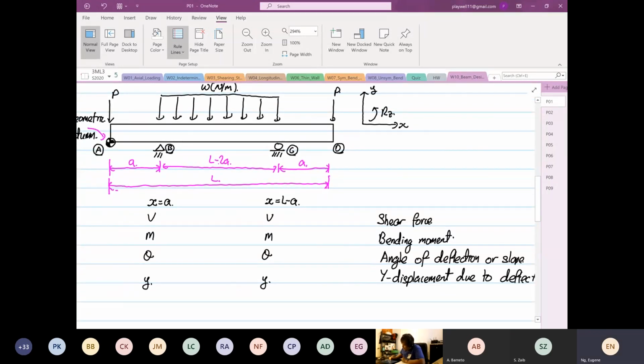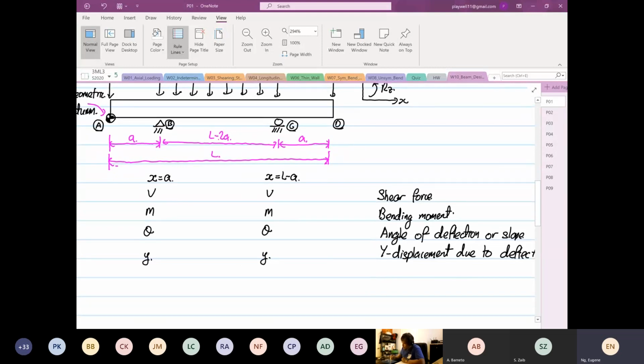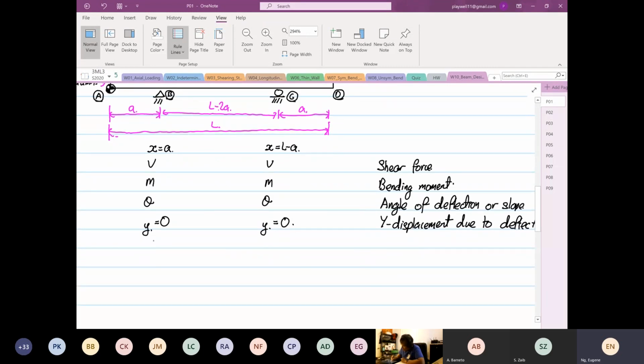V is the shear force at point B and point C. What are the shear forces? We don't know. Okay, if you don't know, don't write anything. How about the moment at point B and point C? We also don't know. Slope, we don't know. But one thing for sure, deflection is equal to 0 at point B, and at point C, deflection is also equal to what? 0. So in this context, what we have done down here is known as our boundary condition.